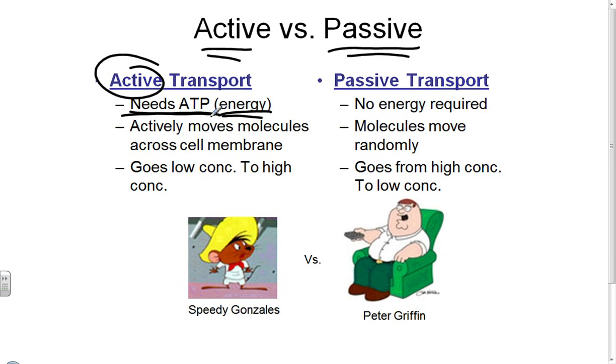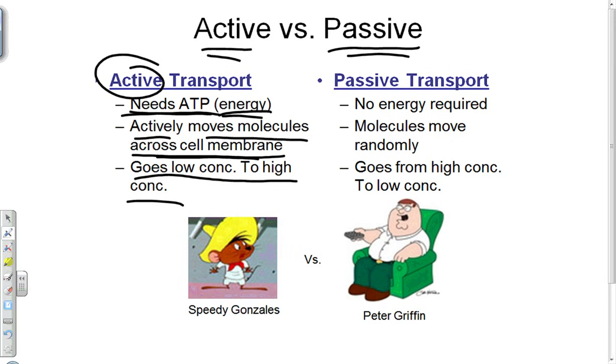So it requires energy. It actively moves molecules across the cell membrane, and it goes from low concentration to high concentration. Because in nature, normally you have diffusion, which means molecules have a tendency to go from high concentration to low concentration. That's what naturally happens. Active transport is the opposite. If you notice here, it says goes from low concentration to high concentration. That's against the concentration gradient.